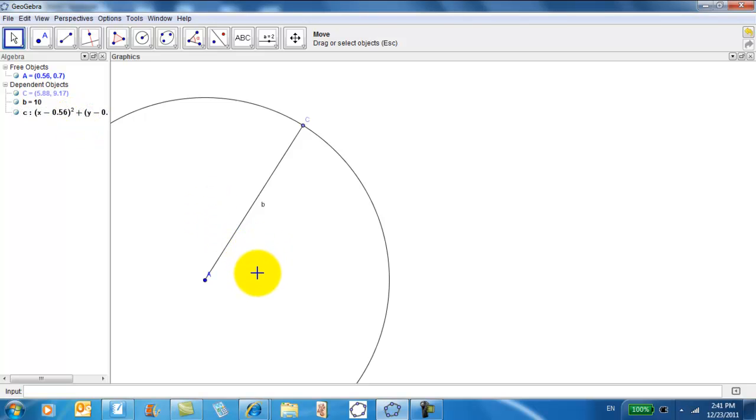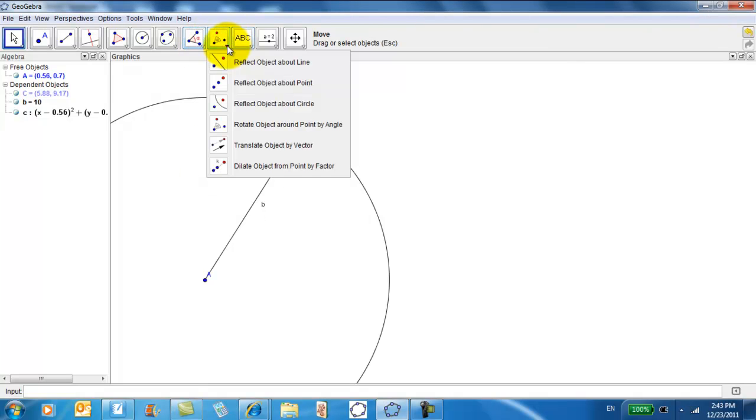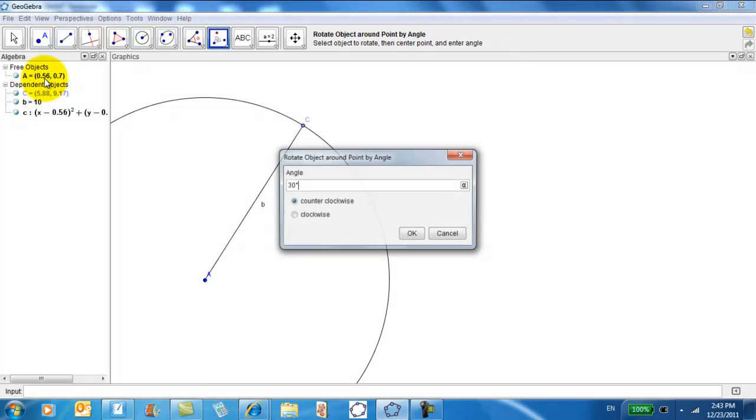Now we want to get angle A of 30 degrees. So I'm going to want to rotate this point C about this point A, about the circle, to come up with a 30-degree angle. Here we go. Rotate object about a point by an angle. We're going to click on the object here, C, then click on the point A that we're going to rotate about, and then say we want to rotate clockwise 30 degrees.